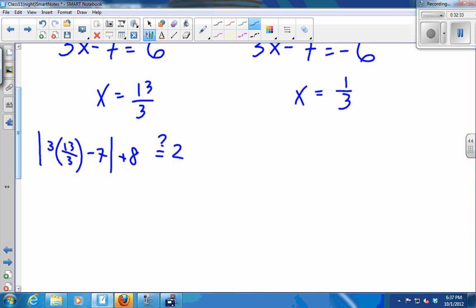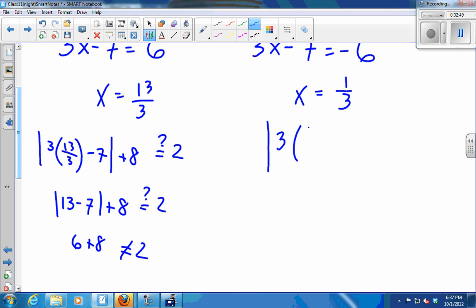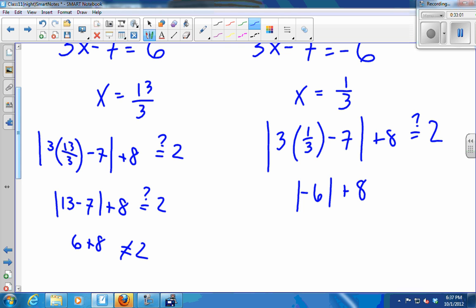So let's see, 3 times 13 thirds is 13. So this is 6 plus 8, which is not 2. And then over here, if I plug in a third, I get the absolute value of 3 times 1/3. Does that equal 2? Well, 3 times a third is 1. The absolute value of negative 6 is 6 plus 8, which is not 2. So neither of the solutions end up being correct.